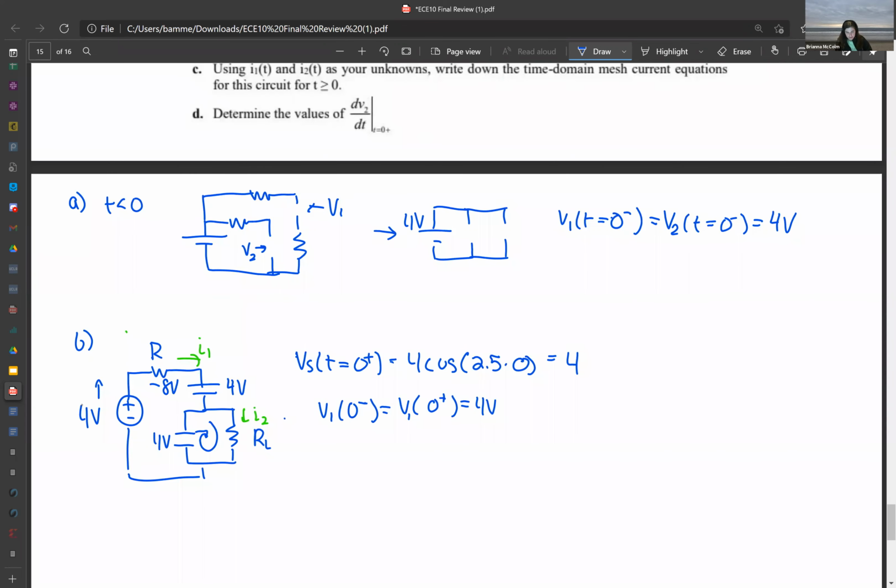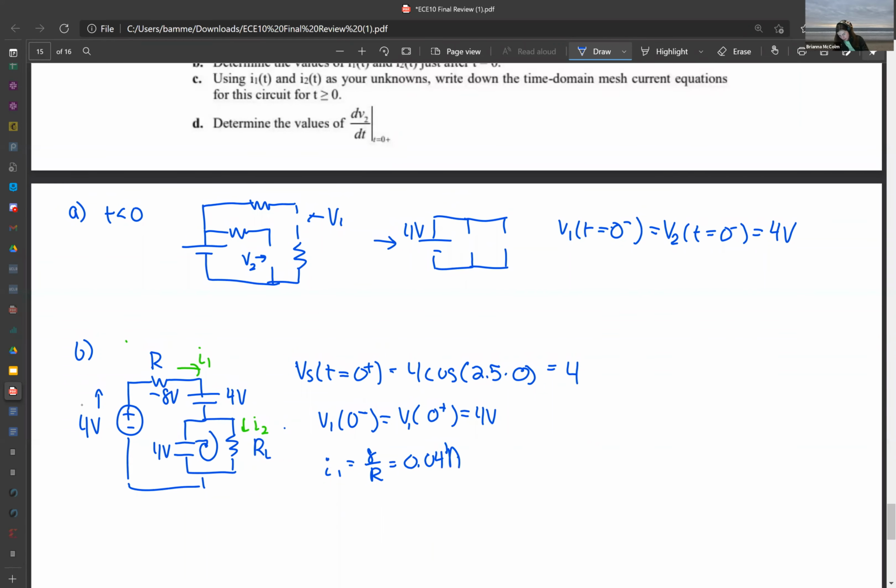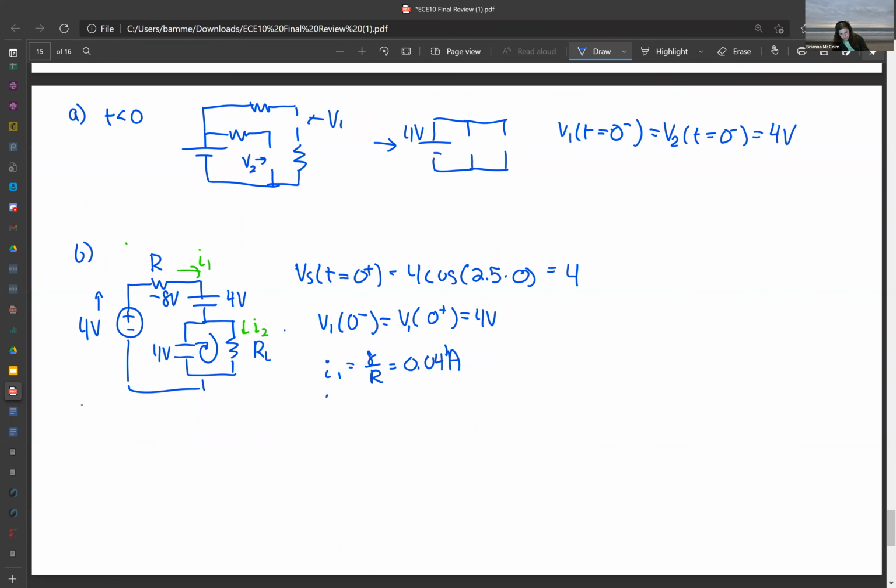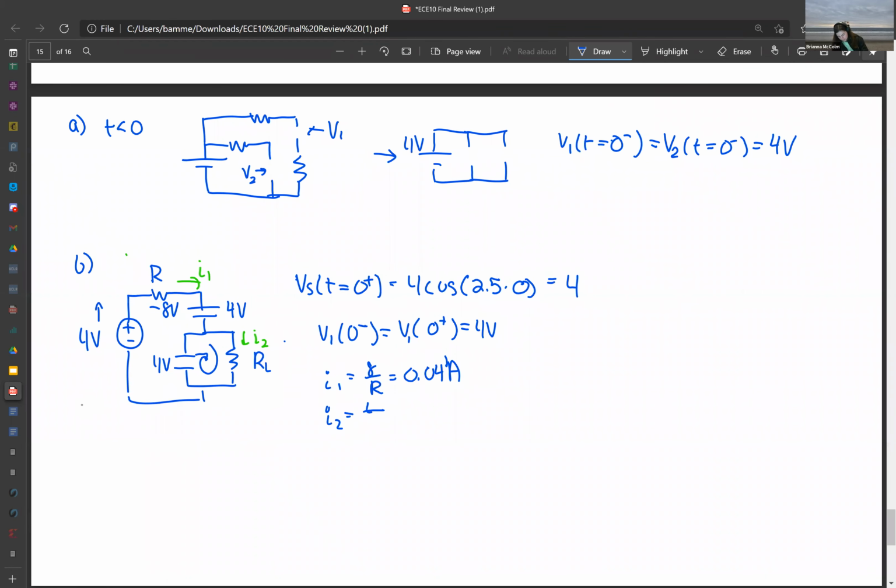And so then what we're going to do is we have our voltage and our resistance through this resistor. So that means that I1 is just going to be 8 over R equals 0.04 amps. And then similarly for the smaller mesh, you're going to get I2 equals 4 over R, which is 0.01 amps.